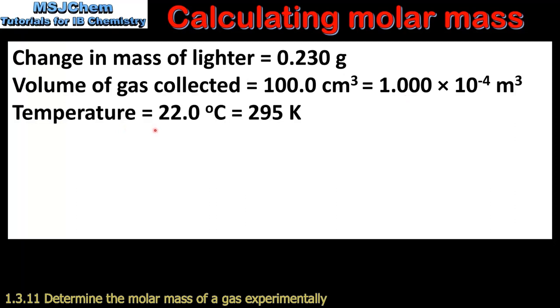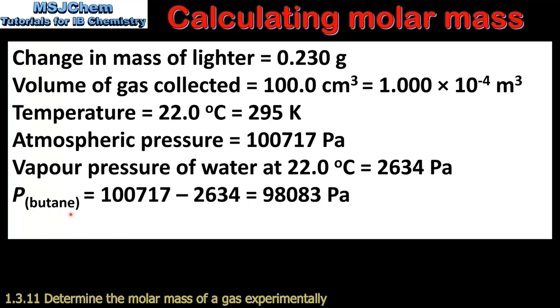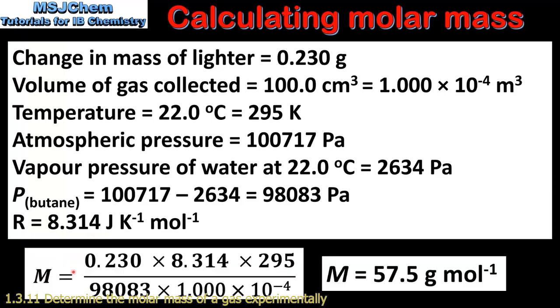The temperature of the gas was 22.0 degrees C, which we need to convert to Kelvin. Next, we have the atmospheric pressure and the vapor pressure of water at 22.0 degrees C. To find the pressure of the butane in the measuring cylinder, we subtract the vapor pressure of water from the atmospheric pressure. And finally, we have the universal gas constant, which is 8.314 joules per Kelvin mole. We then input these values into the equation, taking care to use the correct units. And this gives us a molar mass of butane of 57.5 grams per mole.